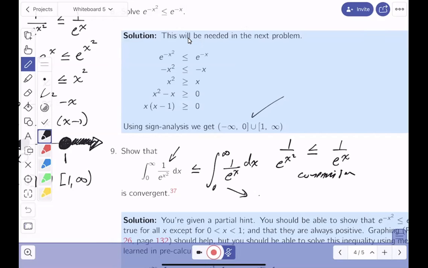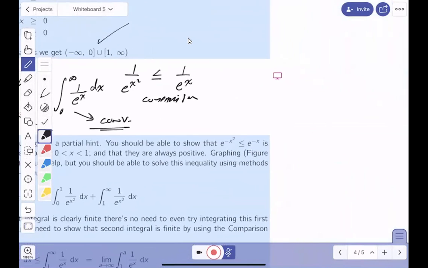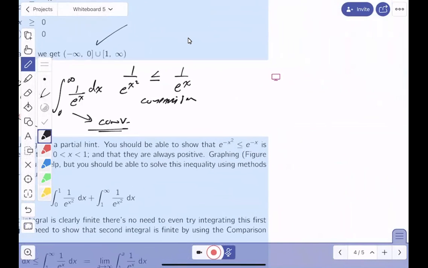If I can show that this is convergent, by the comparison theorem, this would be convergent. So let's see if we can do that. I want to see if it's convergent. So let's put this over here. I'm going to show, is this convergent? If not, I get troubles though.